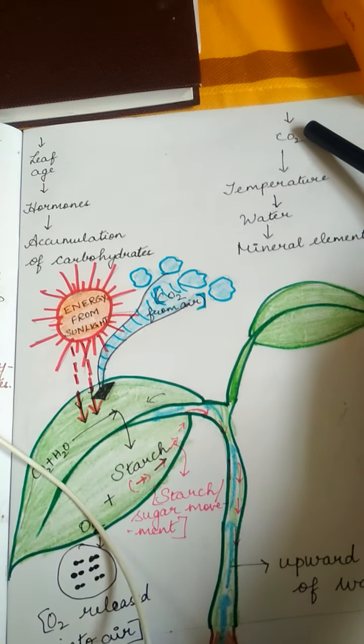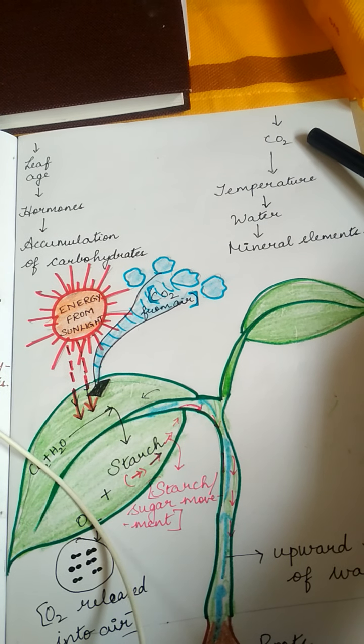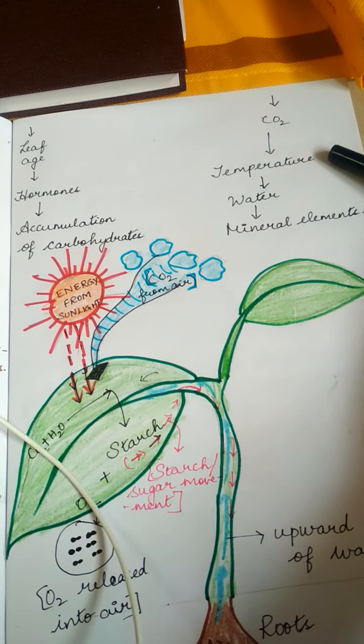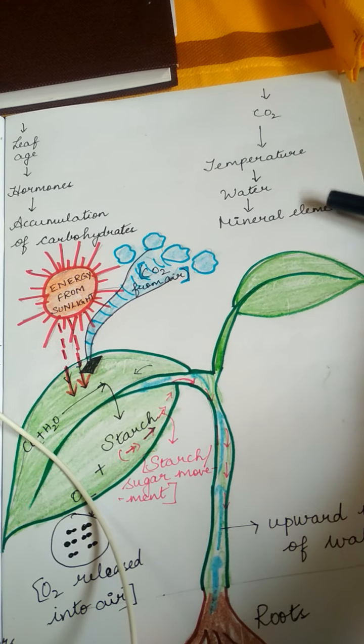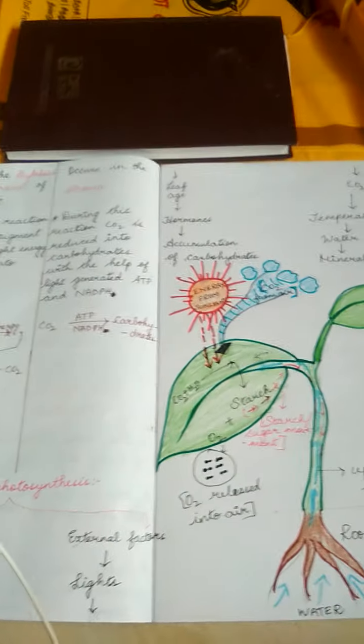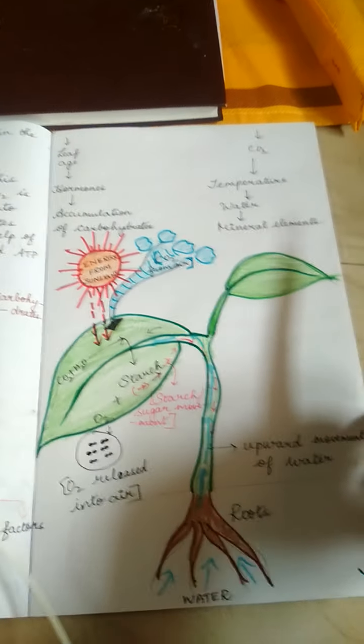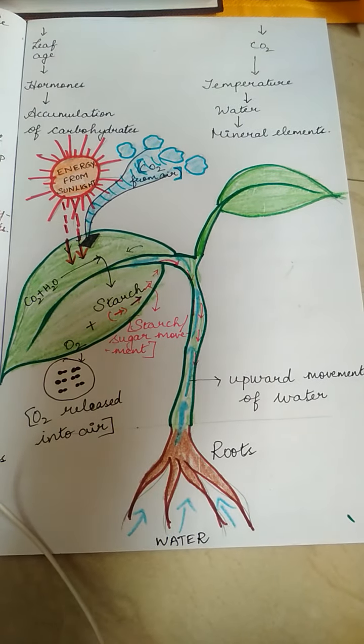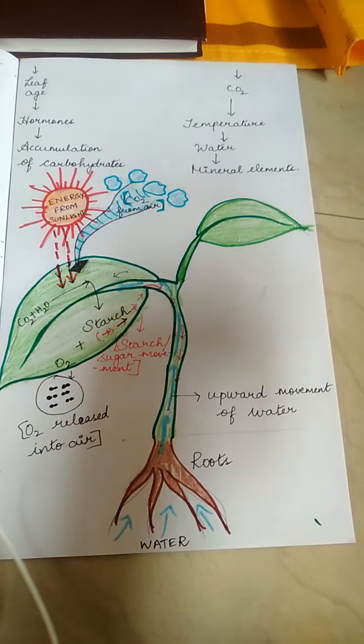Next is carbon dioxide, the level of carbon dioxide in the atmosphere. Then the temperature, then water and mineral elements. With this, the answer for photosynthesis ends, and this is the diagrammatic, that is schematic, representation of photosynthesis.